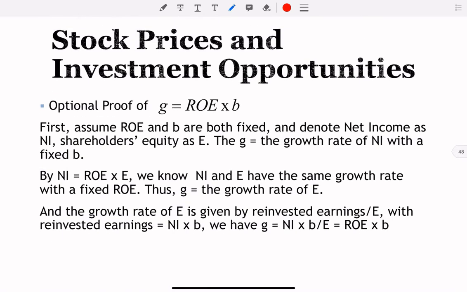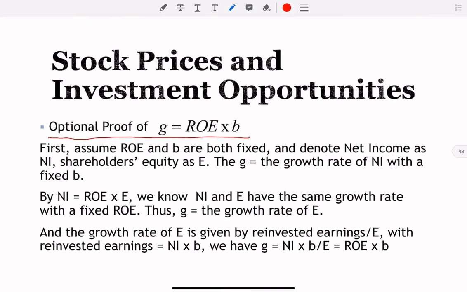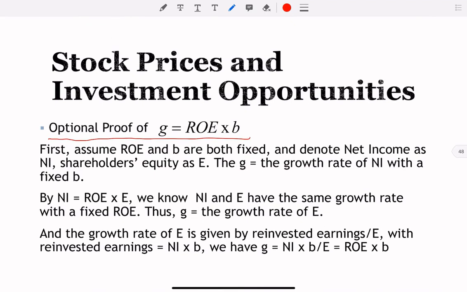You also have this optional proof here. It tells you why the growth rate equals return on equity times the plowback ratio. So if you have time, you could read this. But of course, this proof is not required.